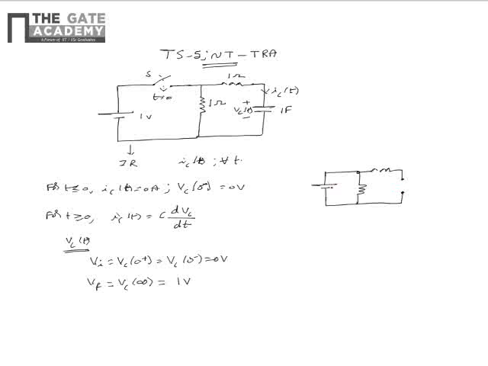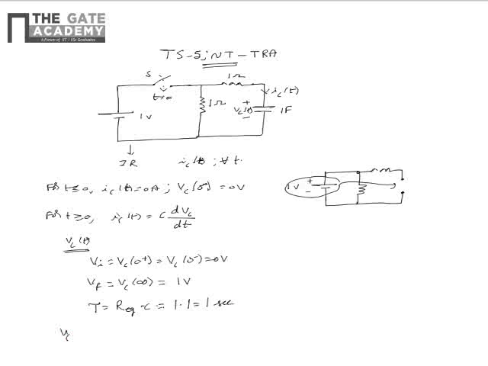As the capacitor acts as open, the complete 1 volt appears across the capacitor terminals, because of which Vf is equal to Vc of infinity is equal to 1 volt. Also we require the time constant tau, which can be expressed as R equivalent multiplied by C, where R equivalent is the resistance seen from the capacitor terminals, which is 1 ohm, multiplied by the capacitance, which is 1 farad. So tau is equal to 1 second.